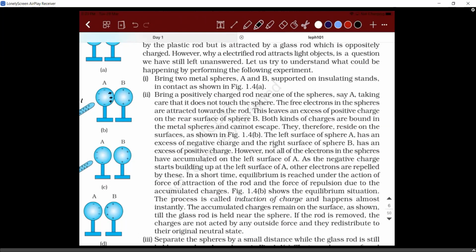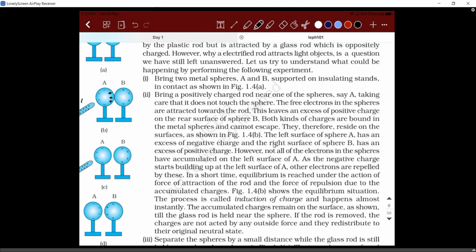The free electrons in the spheres are attracted towards the rod. This leaves an excess positive charge on the rear surface of sphere B. Both kinds of charges are bound in the metal sphere, and what is happening? Obviously, they cannot escape. What is the meaning of it?